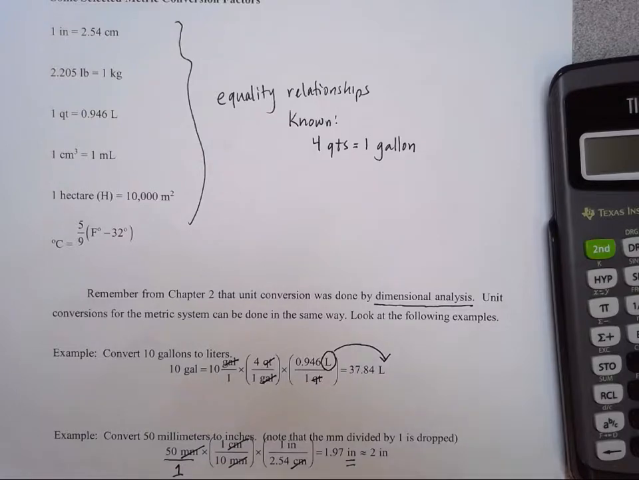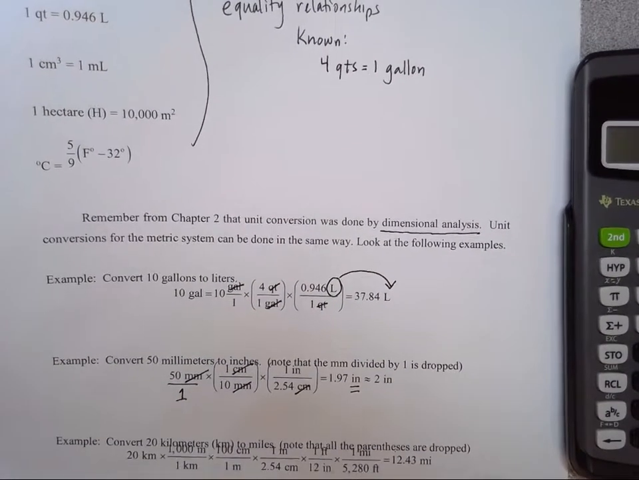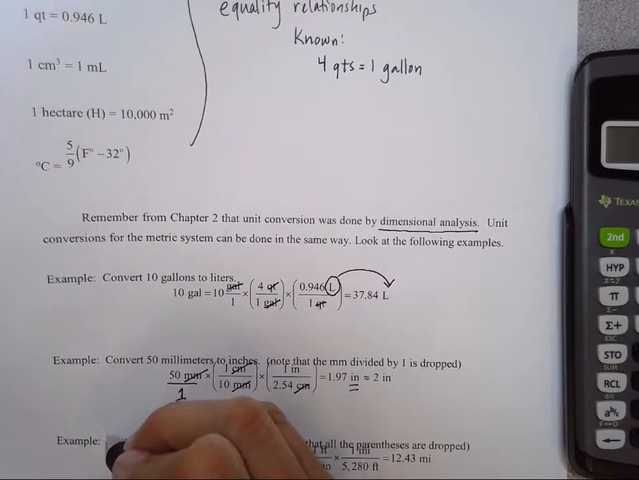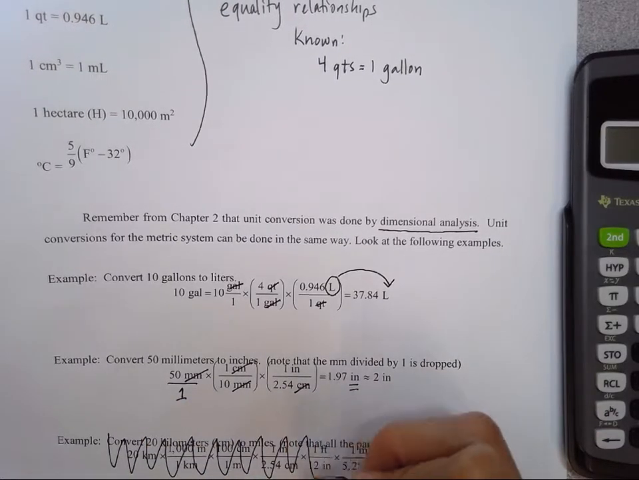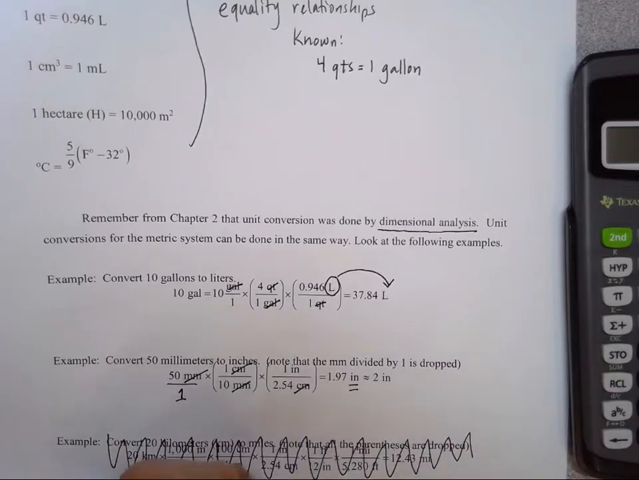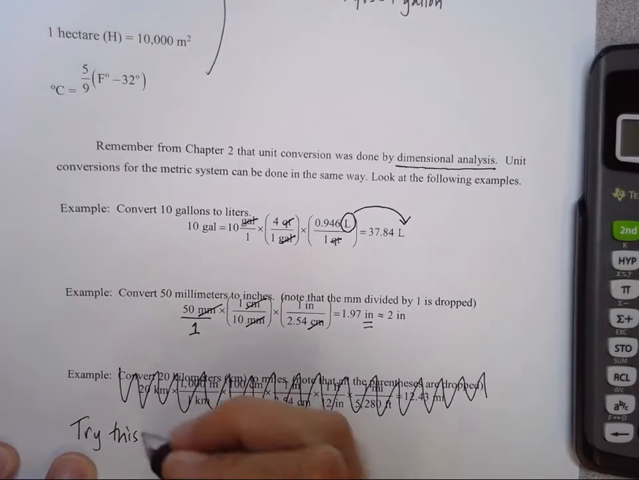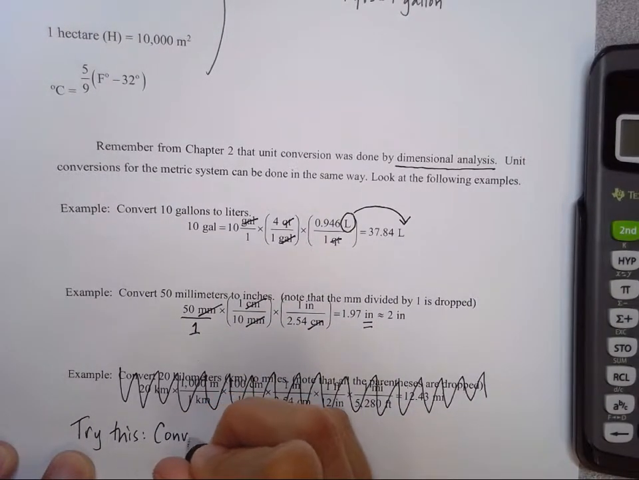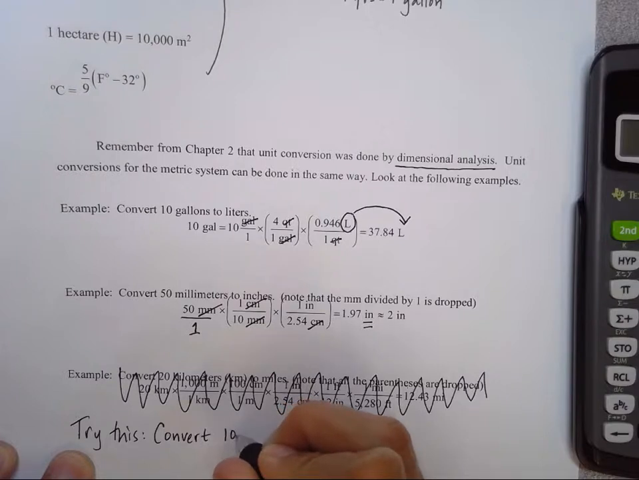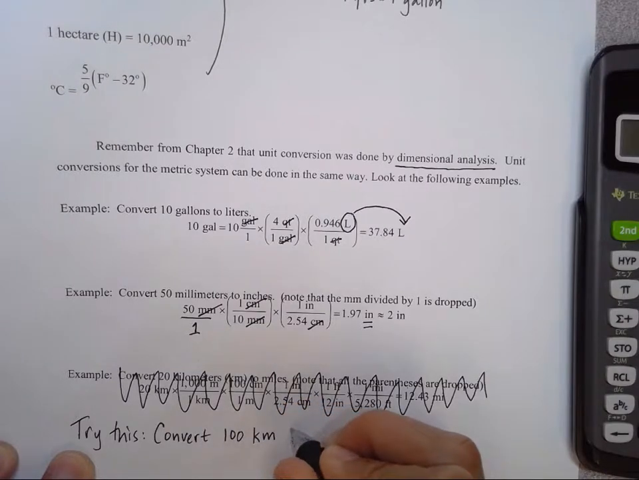Okay, so let's take this last one, converting 20 kilometers to miles. I know it's in your book here, but it got a little bit jumbled, so I'm going to change it a little bit. I want you to go ahead and try this. Let's cross that off, and you can use it as assistance if you want. But why don't you try to convert 100 kilometers to miles?